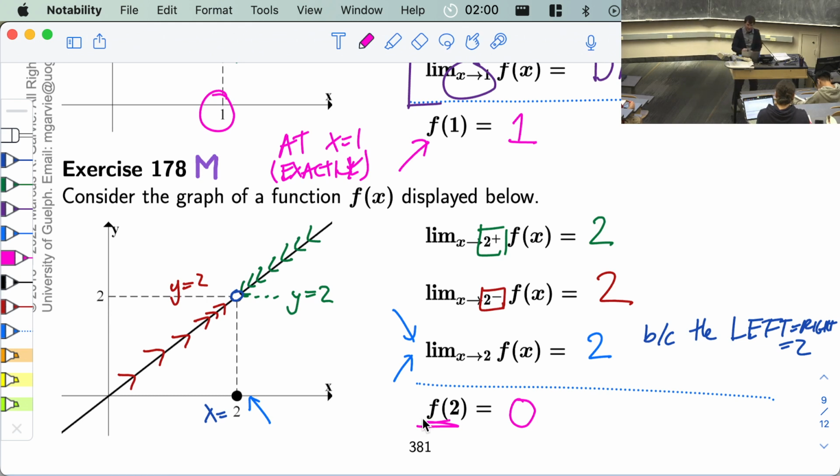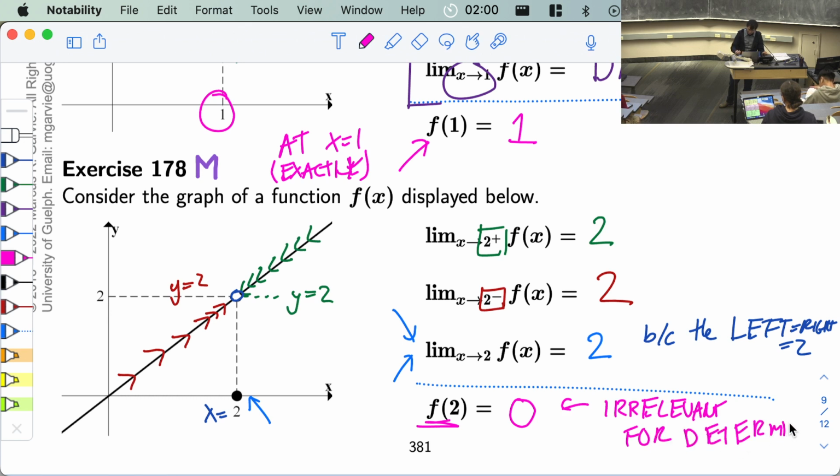If this is confusing at all, or you got the wrong answer, really double check, go back and try to rethink your mental model of what a limit is. This will reveal if that's incorrect. And again, f of 2 equals 0, and that is irrelevant for determining the limit. Questions or comments about that one?